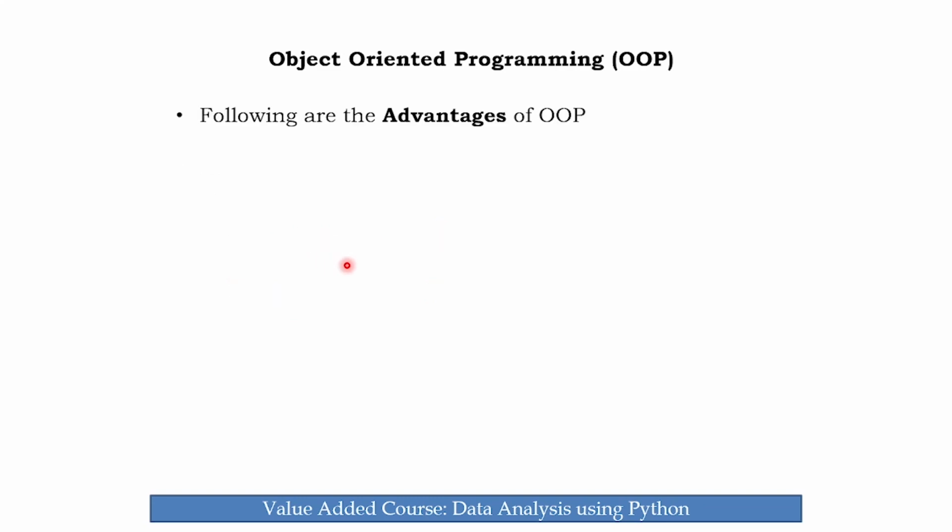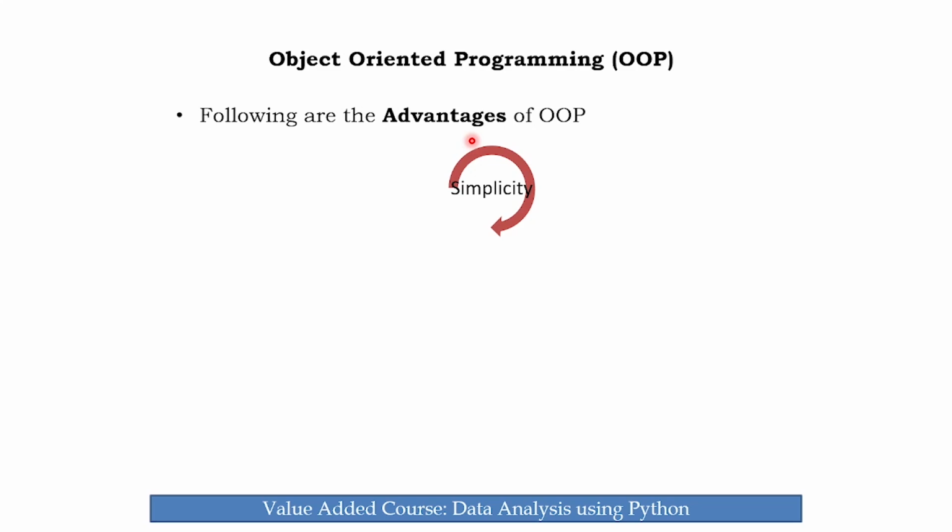Before going to see encapsulation and data hiding, first we will understand some of the advantages of object-oriented programming. There are 5 advantages I have listed in this lecture. They are simplicity. Any object-oriented programming has this advantage, simplicity.